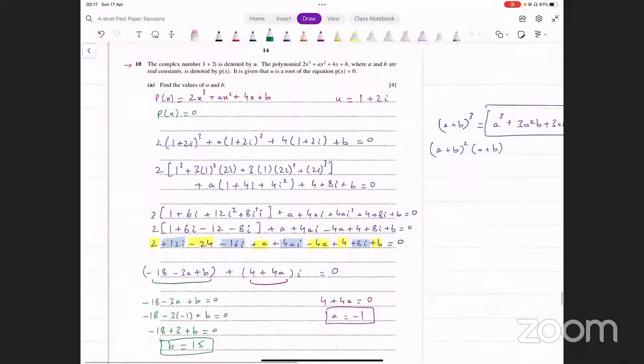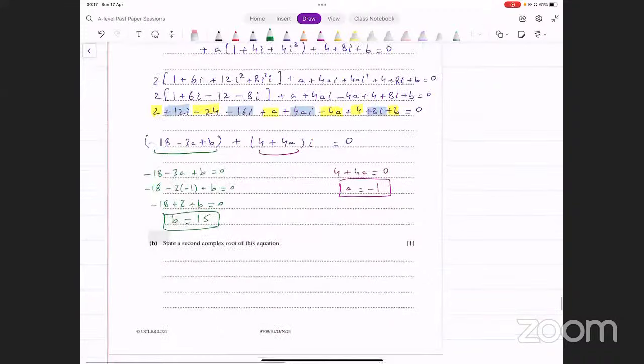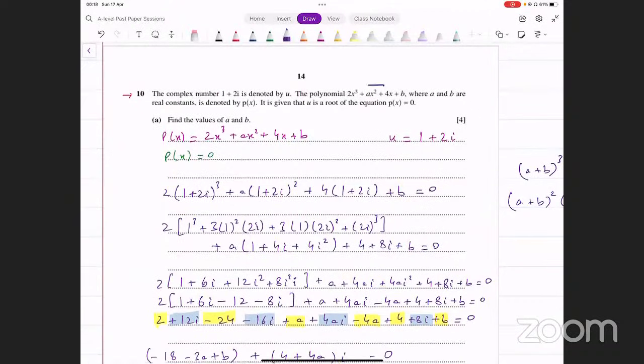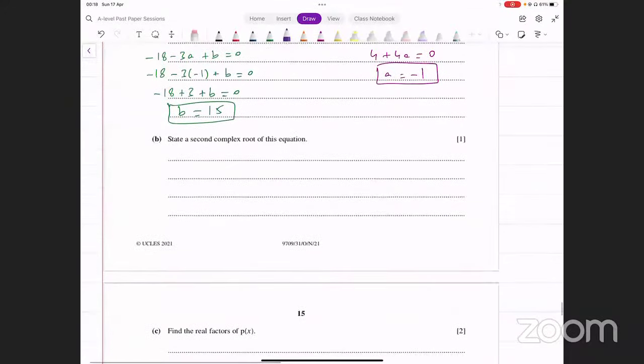All right, I hope that makes sense. Let's move on to the next one. Now it says state a second complex root of this equation. अच्छा, a और b आपके पास real है. ये पूरे polynomial के आपके real coefficients हैं. Whenever we've got a polynomial that has the real coefficients, अगर उसके कोई complex roots आते हैं, वो हमेशा conjugate pairs में आते हैं. Since you know you've got one root here, दूसरा root क्या होगा? इसका conjugate. 1 plus 2 iota conjugate, that's going to be 1 minus 2 iota. You just have to write that there. That gets you 1 mark. Okay? All right, let's move on.